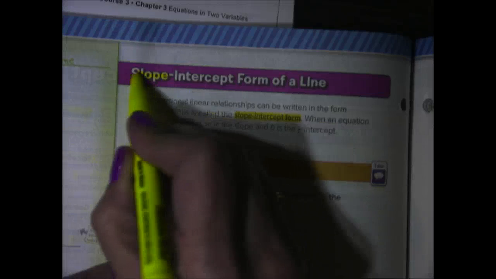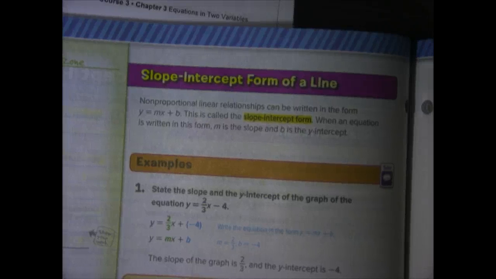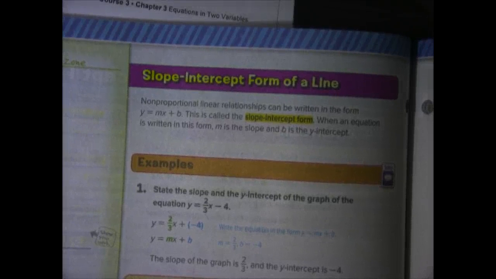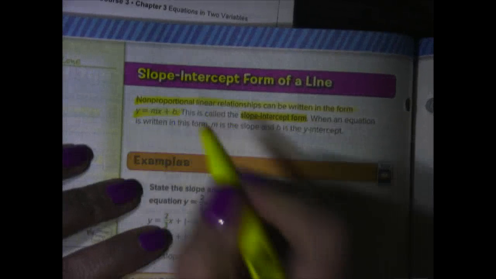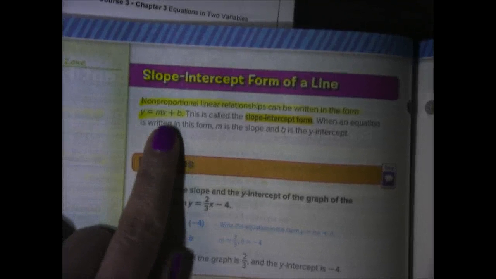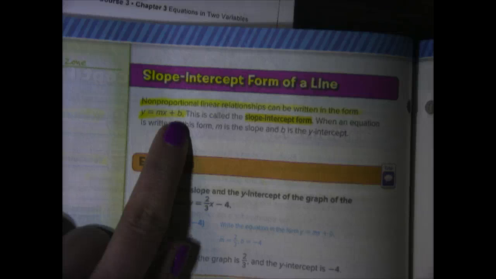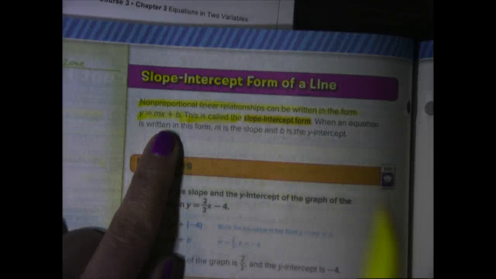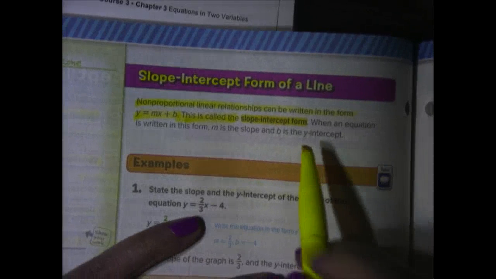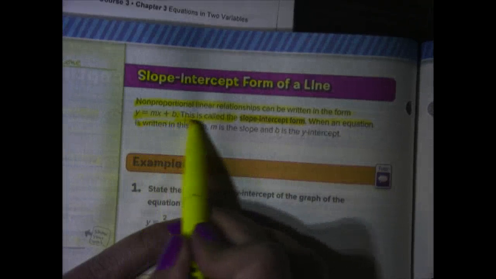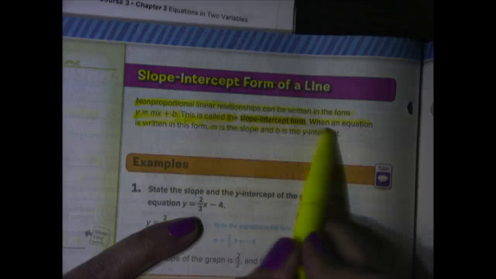All right, slope-intercept form of a line. Non-proportional linear relationships can be written in the form y equals mx plus b. So remember in Lesson 3 when we were doing proportional relationships, our form was y equals mx. We've added plus b here for the non-proportional linear relationship. This is called slope-intercept form. This is a form of a linear equation that you're going to use from now until you finish your math career. You'll be hearing about this form of an equation. When an equation is written in this form, m is the slope and b is the y-intercept.